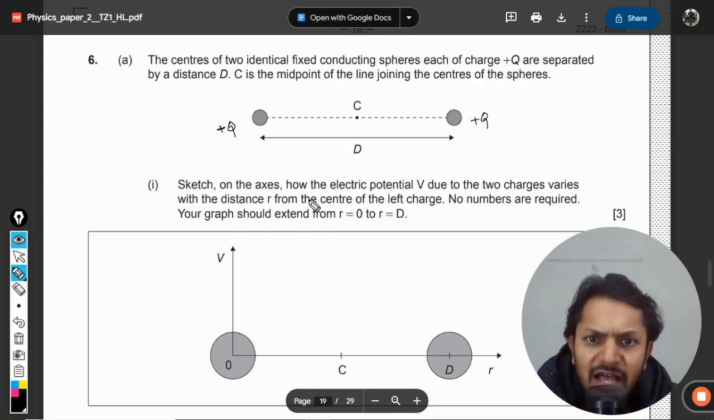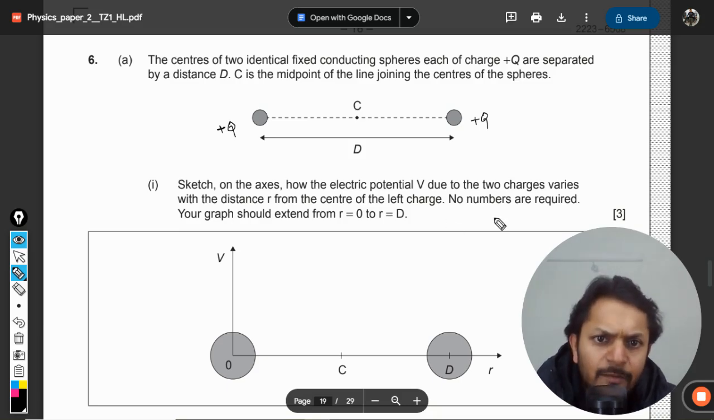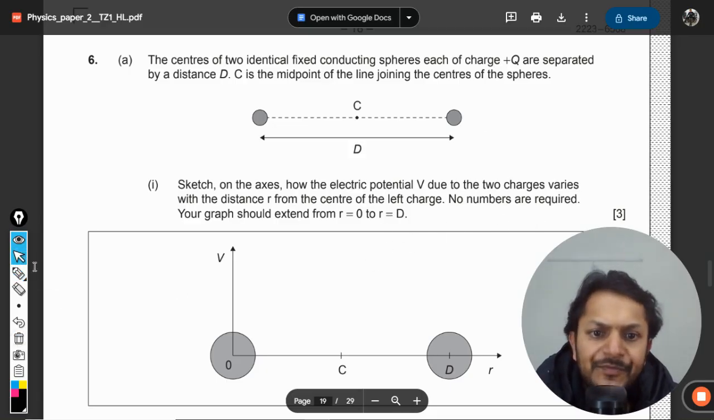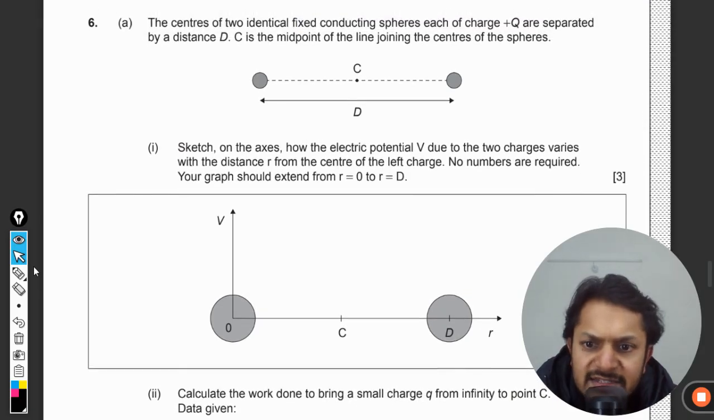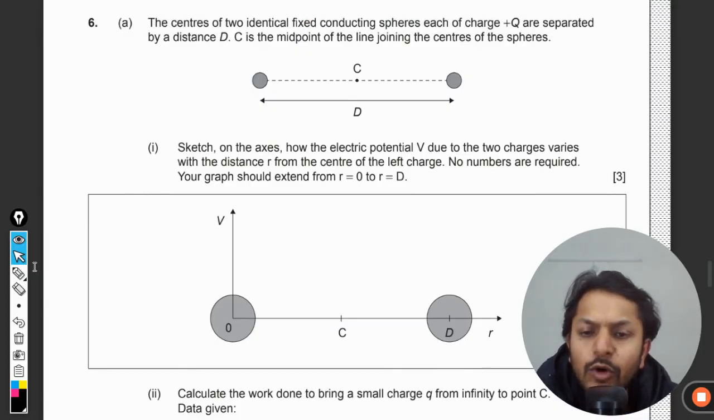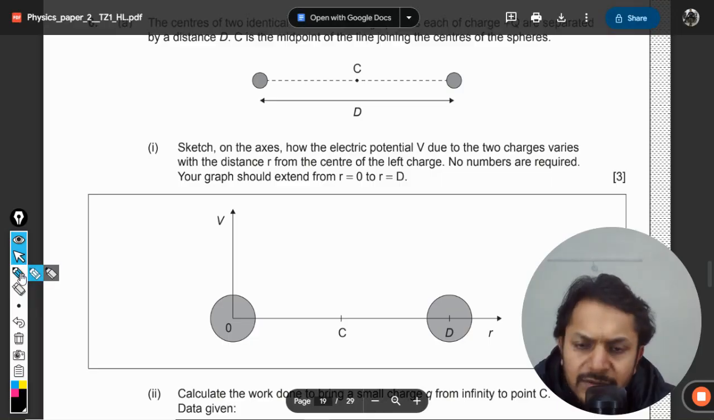Sketch on the axis how the electric potential V due to the two charges varies with the distance r, small r, from the center of the left charge. Okay, that is x is equal to 0. No numbers are required. Your graph should extend from r is equal to 0 to r is equal to capital D. Okay, so this is the graph in front of you, and it wants you to comment on the potential.